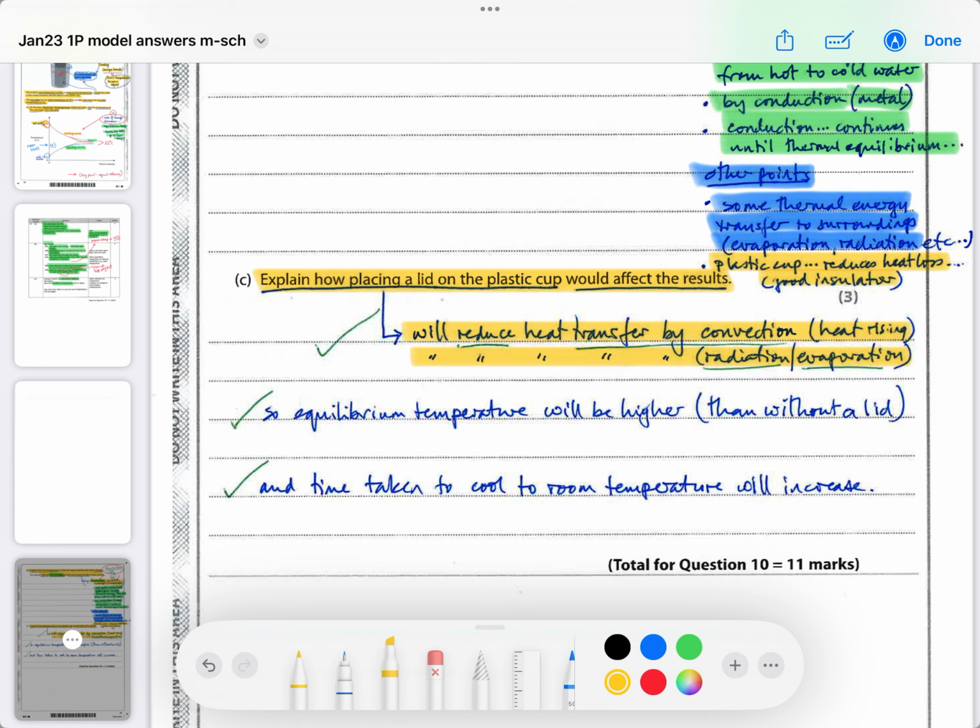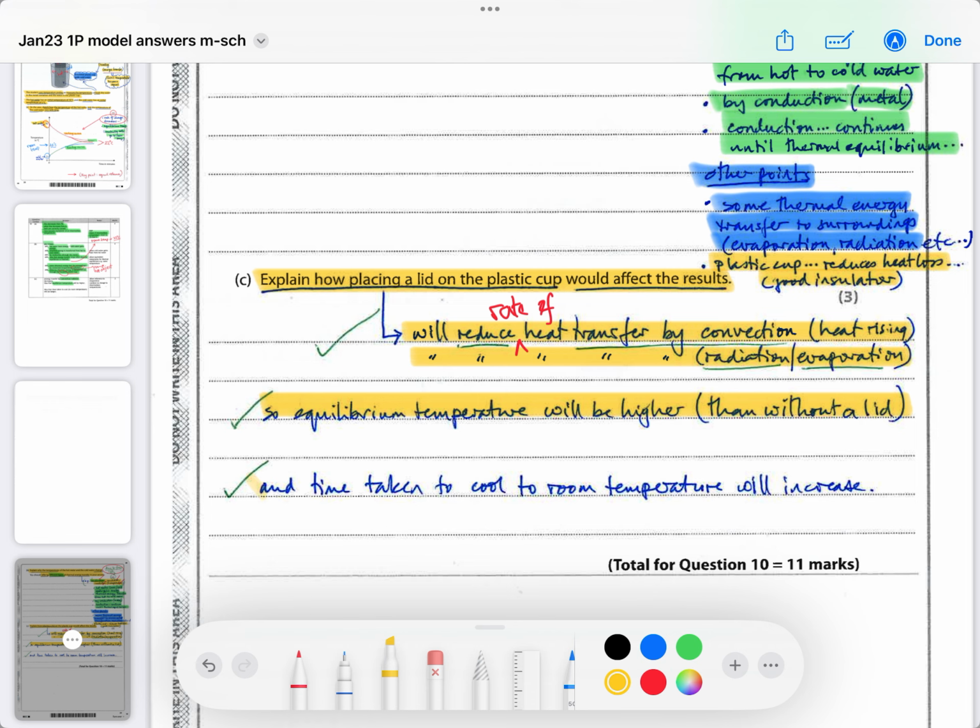There will still be some energy loss due to evaporation, however, but it will reduce the rate of heat transfer. Okay, so you could actually put here, reduce the rate, how fast, of heat transfer, to be more precise. And then going into the answer, second part, so equilibrium temperature will be higher than without a lid. Okay, it will maintain more heat inside.